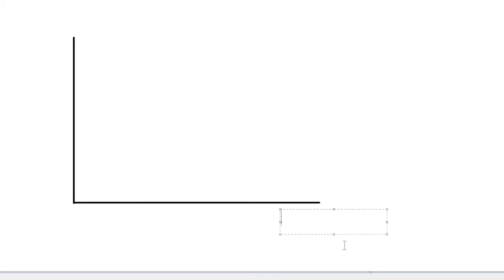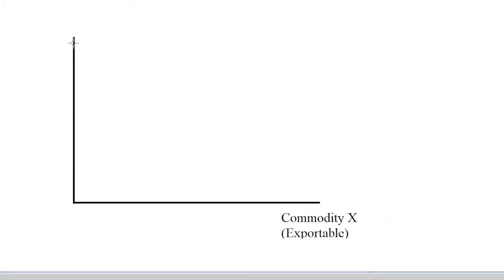Here I will draw a first quadrant. I am drawing this for nation 1. On this axis we will take commodity X, that is exportable. And on this axis, we will be taking commodity Y, that is importable.